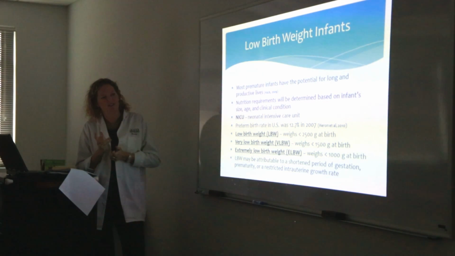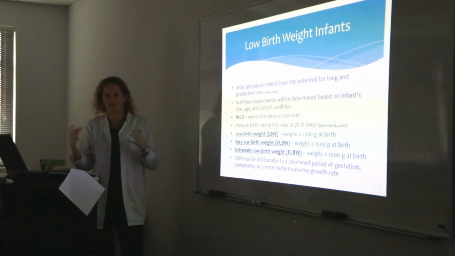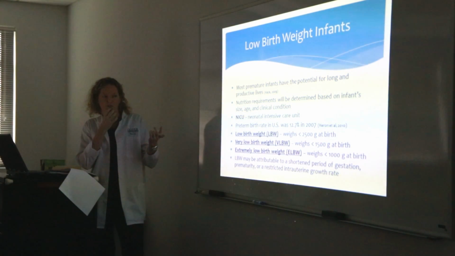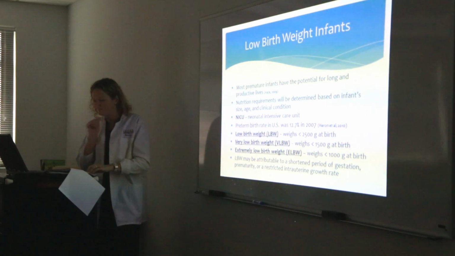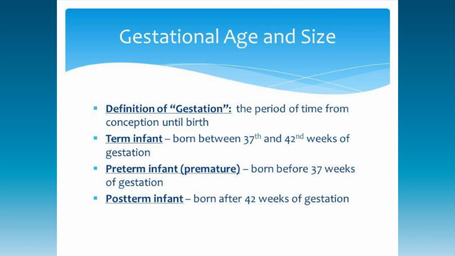Low birth weight can be attributed to a shortened period of gestation, which is prematurity. It can also be due to restricted intrauterine growth rates. The definition of gestation is just the period of time from conception until birth. So a full-term infant's gestation will be between 37 and 42 weeks. We usually say full-term is about 40 weeks, but the technical definition is anywhere between 37 and 42 weeks. A premature or preterm infant is going to be born before 37 weeks, and a post-term infant is going to be born after 42 weeks.